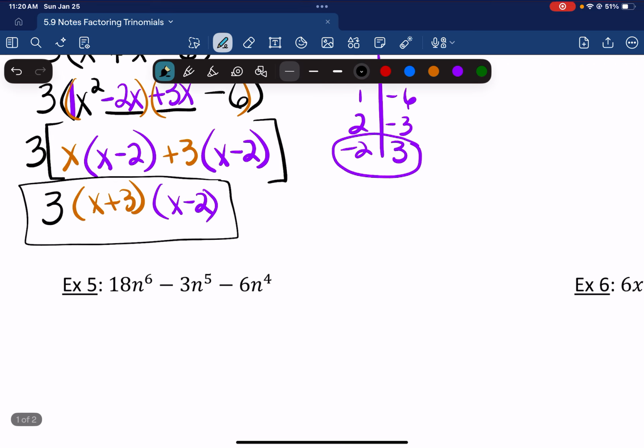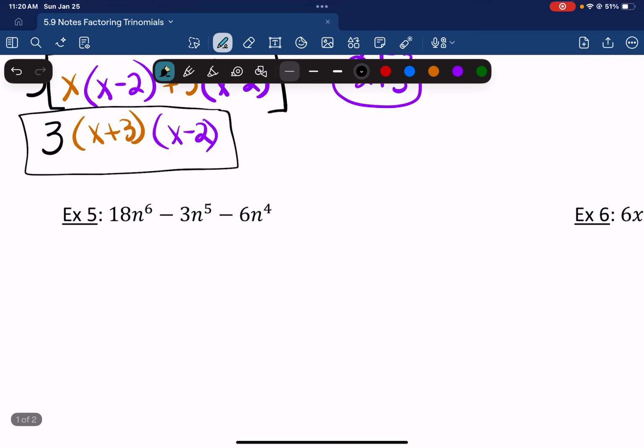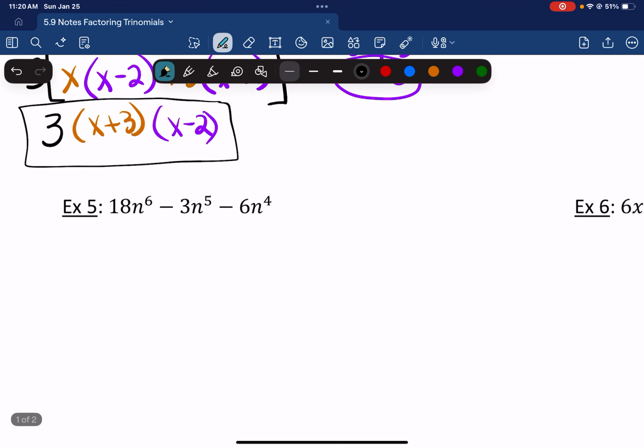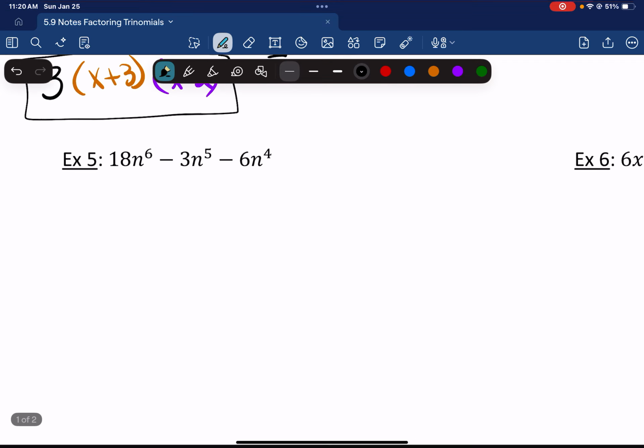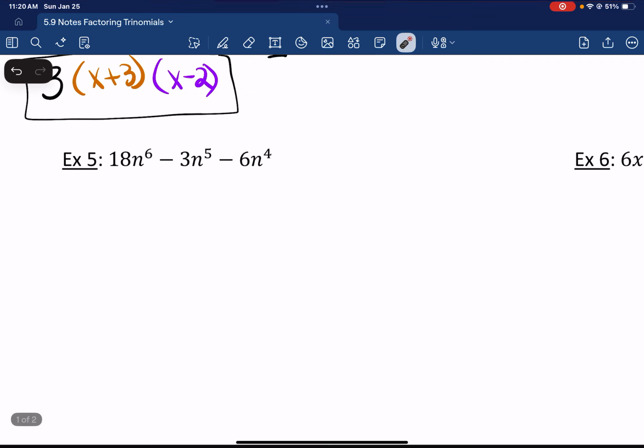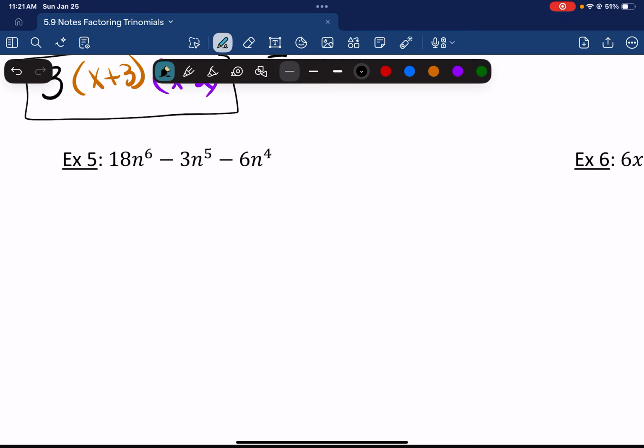All right, last example, we have 18n to the 6th power minus 3n to the 5th minus 6n to the 4th. So I look at all of these values, and I actually have even more that I can factor out this time. Every single one of these terms is divisible by a 3n to the 4th power. I can divide all of these by 3n to the 4th power. So that's our greatest common factor. Let's go ahead and write down 3n to the 4th power. Let's scoot that up.